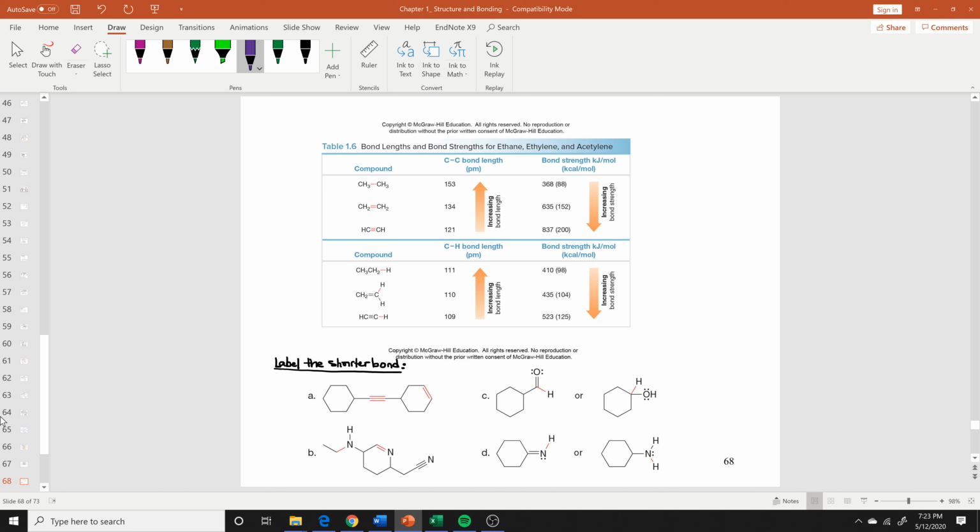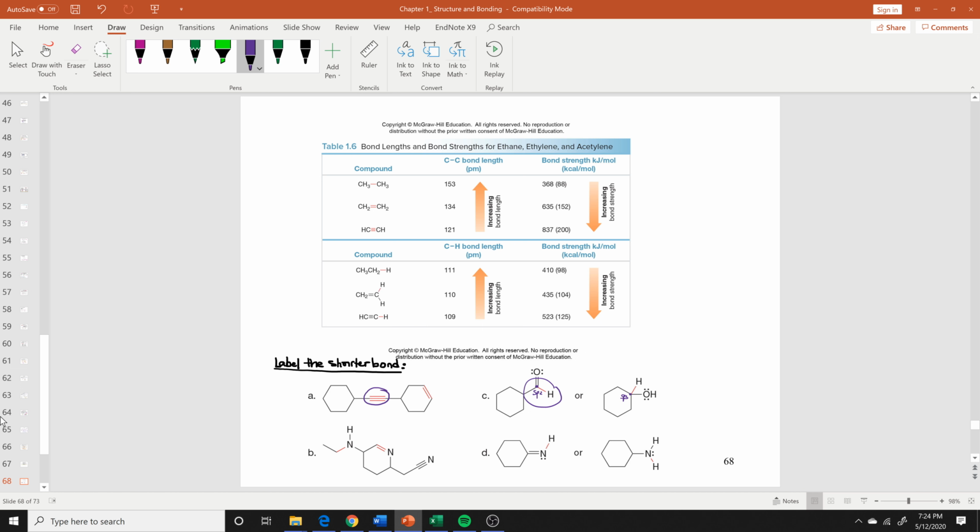Let's have an example over here. So let's label the shorter bond. You have a triple bond, you have a double bond. The triple bond is going to be the shortest. You have here an sp2 C-H bond. Okay, so here I was dealing with a carbon sp with a carbon sp, and a carbon sp2 with a carbon sp2. Here I'm dealing with a carbon sp2 hydrogen. This is what I'm dealing with here. So a carbon sp2 hydrogen and a carbon sp3 hydrogen. Which one is going to be shorter? This one is going to be shorter.